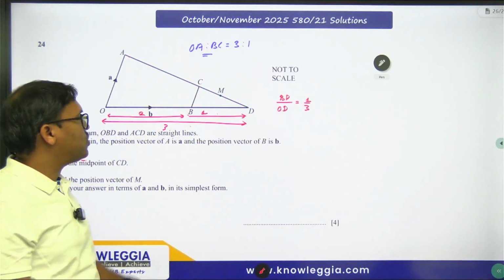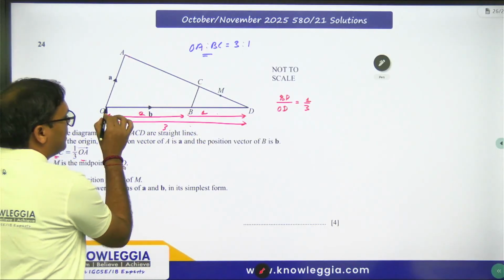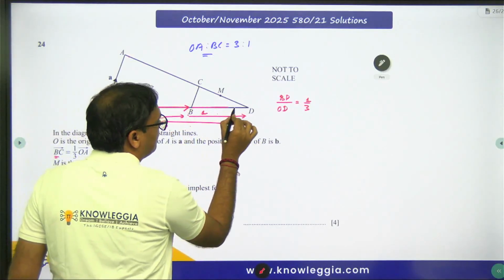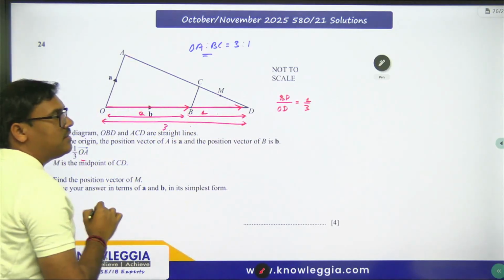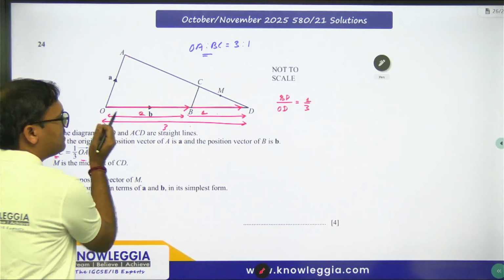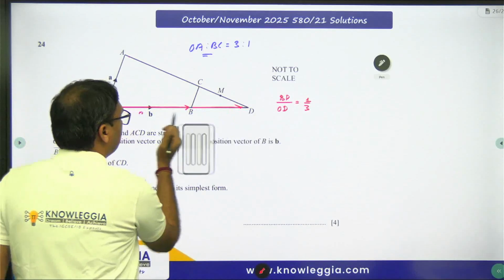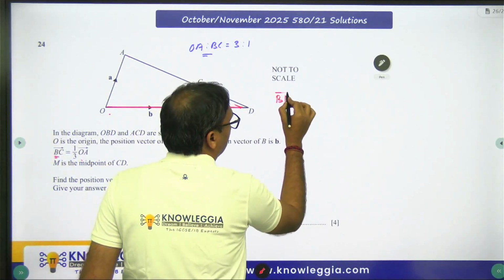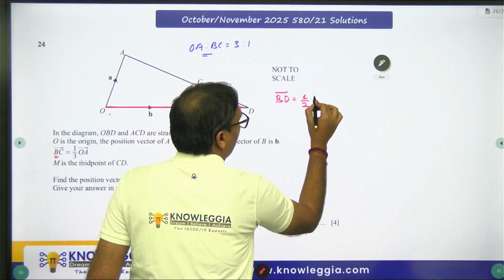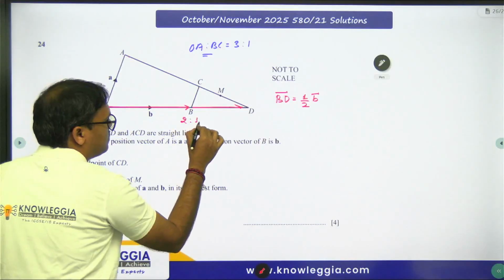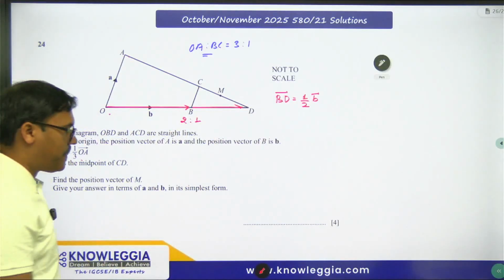If this ratio is 2 is to 1, I can easily say that if this vector is the B vector, then the BD vector, this vector, will be half of it because this ratio is 2 is to 1. So what is the BD vector? The BD vector will be equal to 1 half of the B vector. I hope this is clear because this ratio is 2 is to 1. I hope this is clear, right?